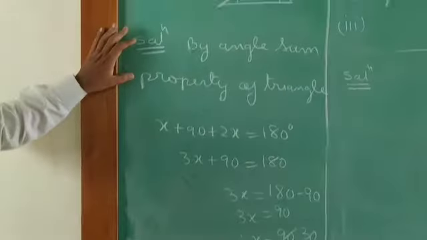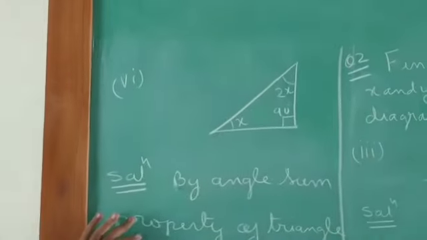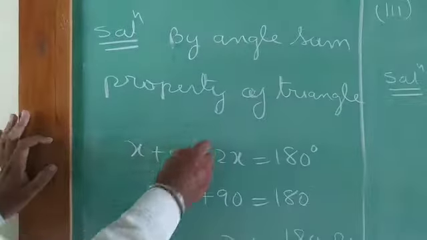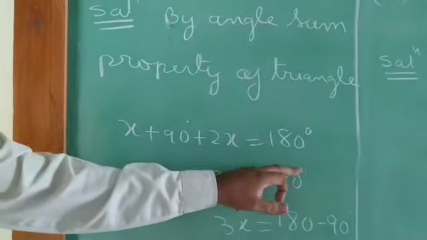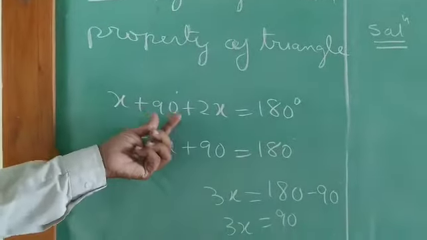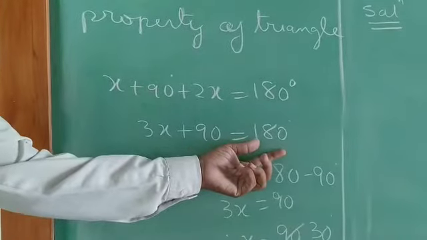Let me repeat once again. By the angle sum property of a triangle, I got this result: x plus 90 degrees plus 2x equal to 180, and x plus 2x becomes how much? 3x. 3x plus 90 is equal to 180 degrees.